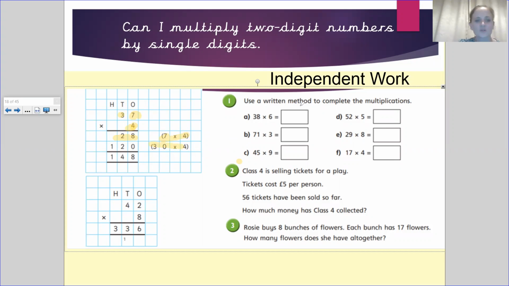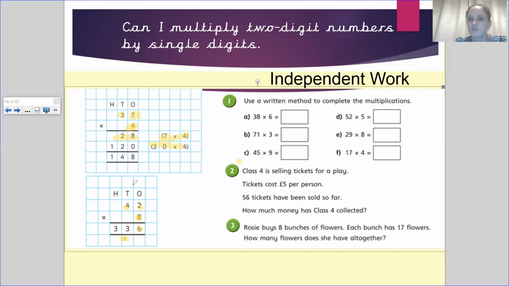Or you could do it with missing that step and just say 2 times 8, and you put the 6 over there and the 1 there, and then you would say 40 times by 8 plus this one, and then you would get 336. So use either one of those methods to help you work out questions 1, 2, and 3. So question 1 is just using a written method to complete the multiplications.